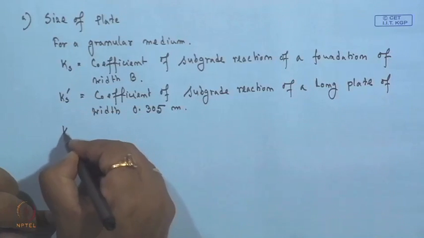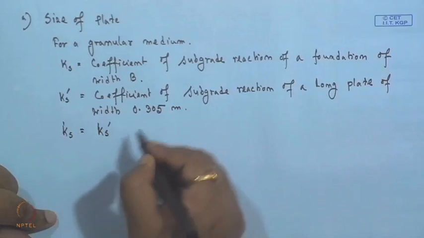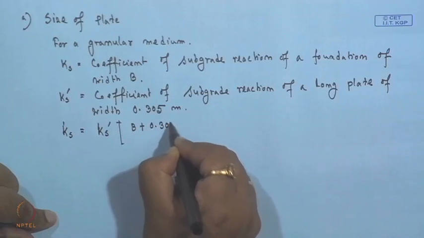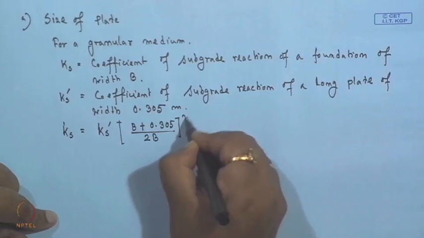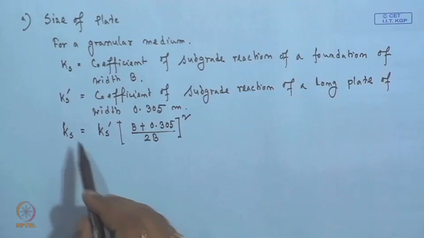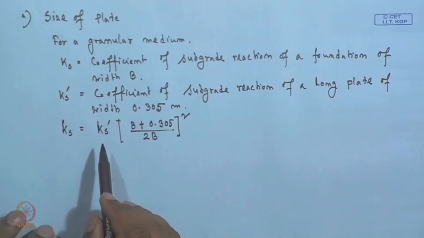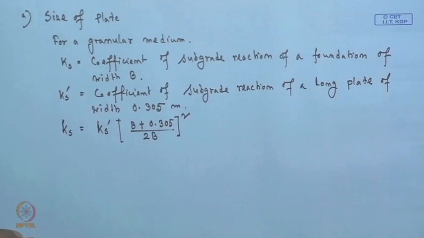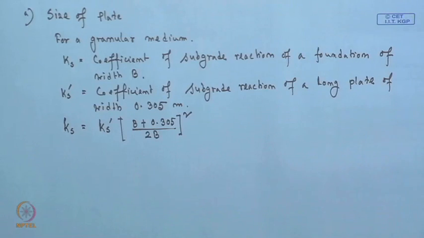So, that means the actual K S will be equal to K S dash into (B plus 0.305) divided by 2B, whole squared. That is the correlation between the actual case and the case obtained with a plate load test with a plate size of 0.305 meter, for a long plate of width 0.305. That is valid for granular soil.